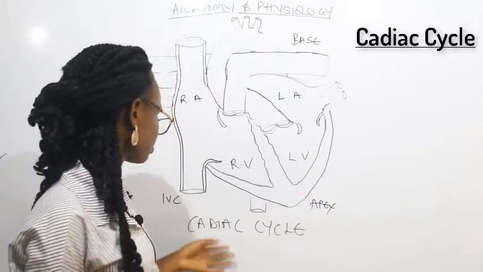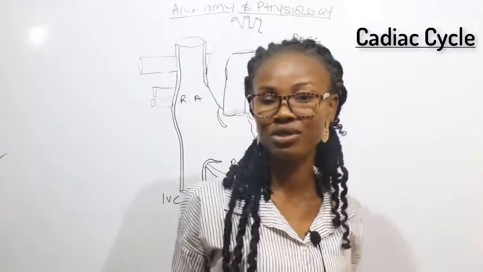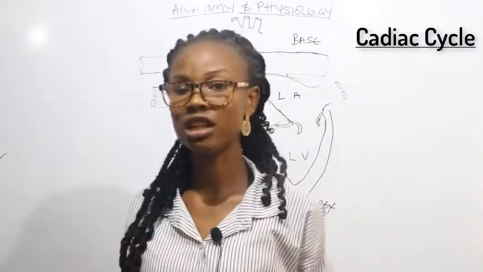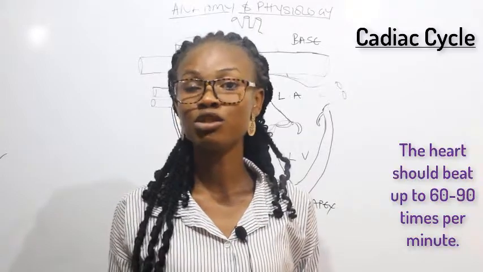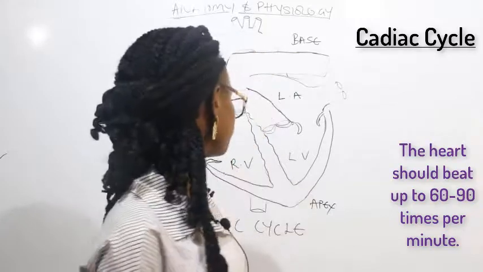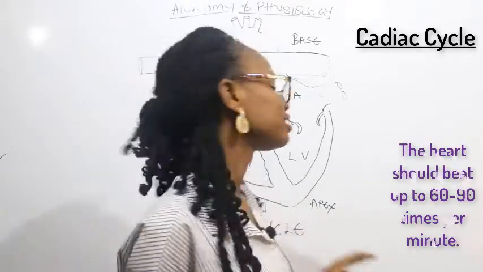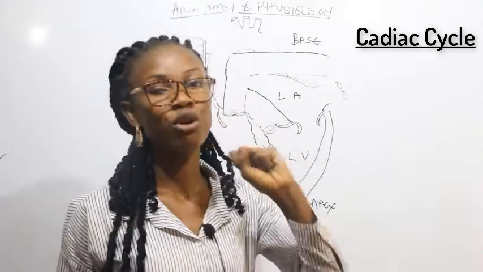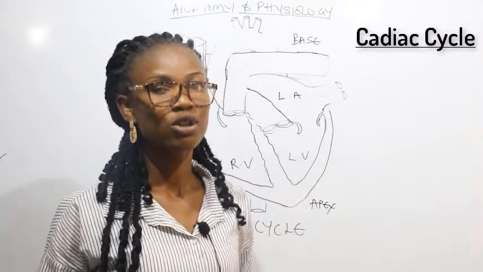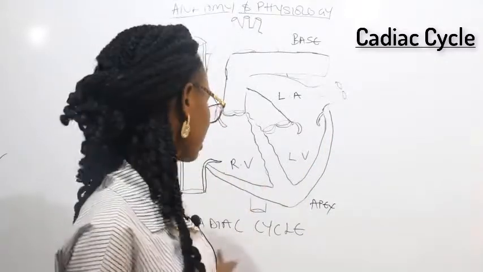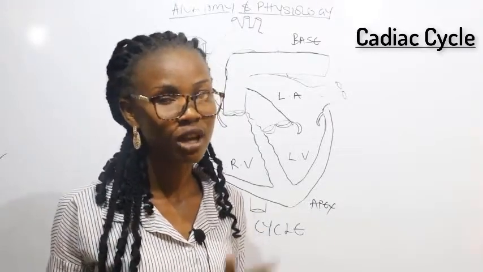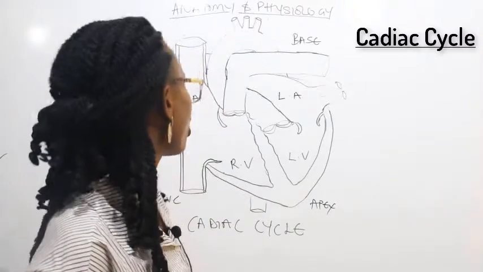So the cardiac cycle happens during heartbeats. For any healthy adult, the heart should beat about 60 to 90 beats per minute. There is need for contraction, which we call systole, and relaxation, which is called diastole. So those are the two terms we'll be using in the cardiac cycle: systole, contraction; diastole, relaxation.